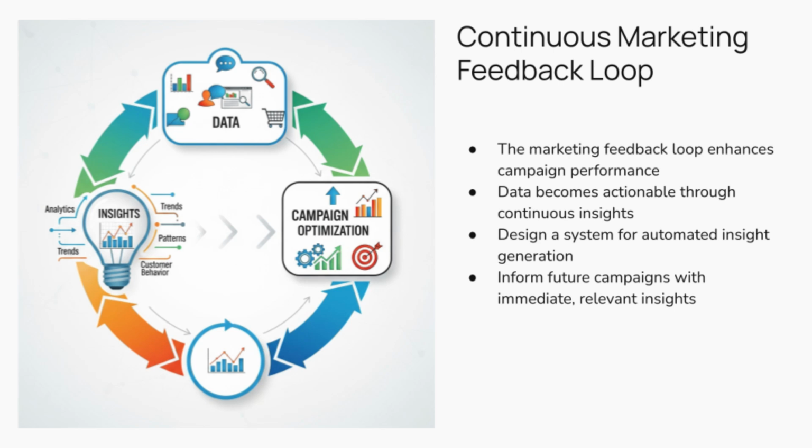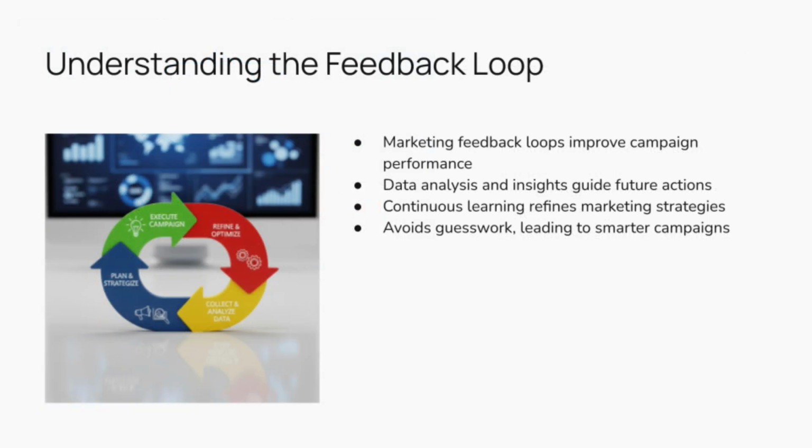In this lesson, we'll talk about one of the most powerful and most neglected systems in marketing, the feedback loop between campaigns and insights. Most teams launch campaigns, wait a few weeks, pull a report, and move on. But without a feedback system, your data is just history. It doesn't influence what happens next. Today, we'll learn how to design a continuous loop where every campaign automatically generates insight and every insight immediately informs the next campaign. A feedback loop is a structure where data feeds decisions and decisions create new data.